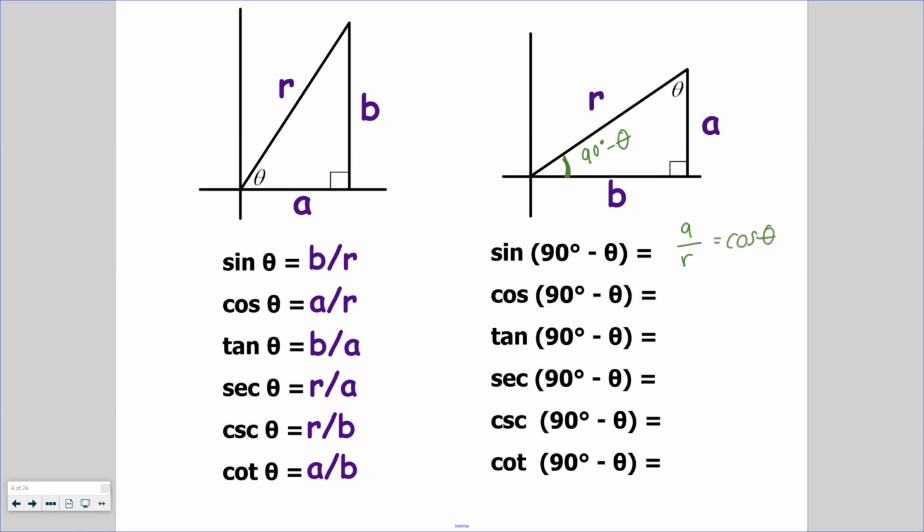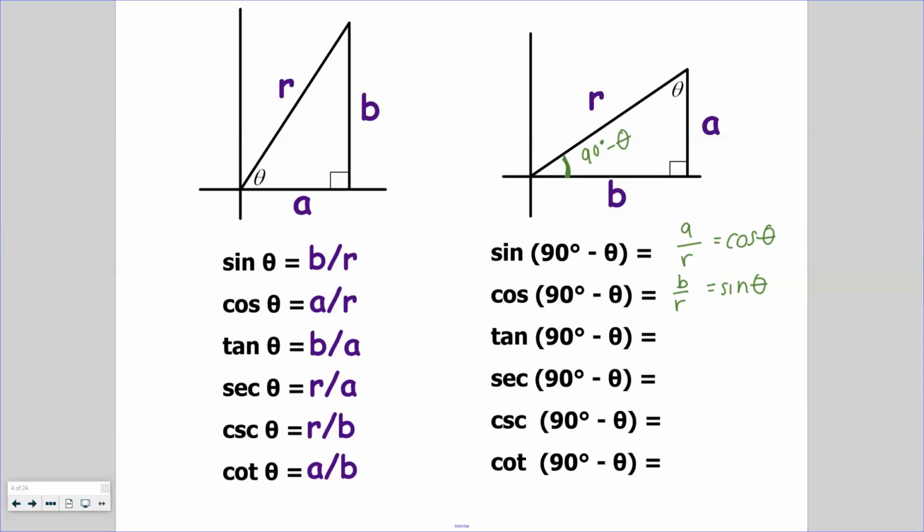So this is where we get the first co-function property. The sine of 90 minus theta is equal to the cosine of theta. We can keep going. The cosine of 90 minus theta, that's just b over r, but we defined b over r to be the sine of theta. So the sine of theta is equal to the cosine of 90 minus theta. Right? The other angle in our triangle. The cosine of one angle in our triangle is equal to the sine of the other non-90 degree angle in our triangle.